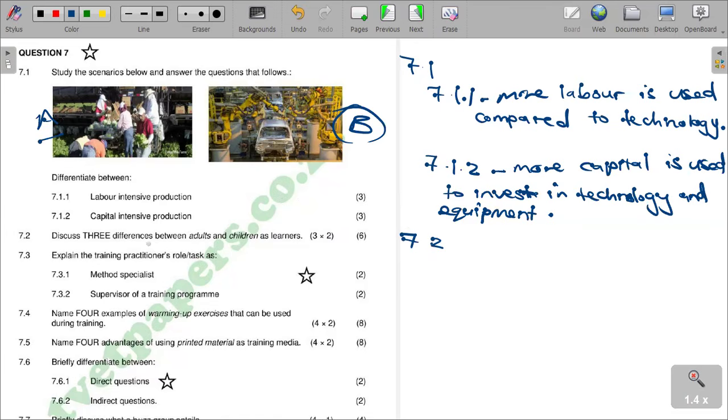Discuss three differences between adults and children as learners. We are going to differentiate between adults and children as learners. So when we are asked to differentiate, you are supposed to make sure that you put a table, so that you can differentiate. Here we are going to mention adults, and these are children.